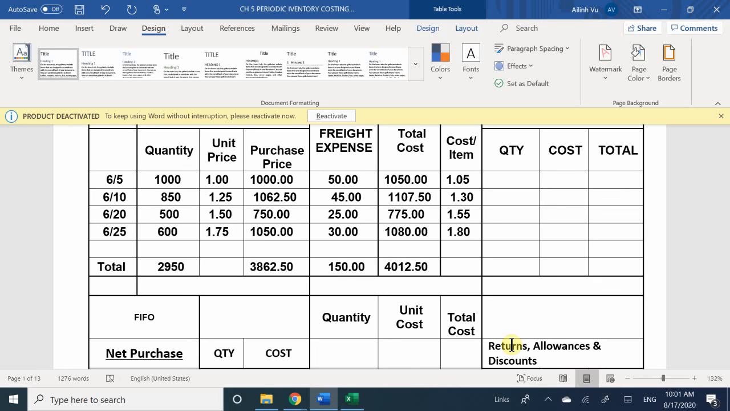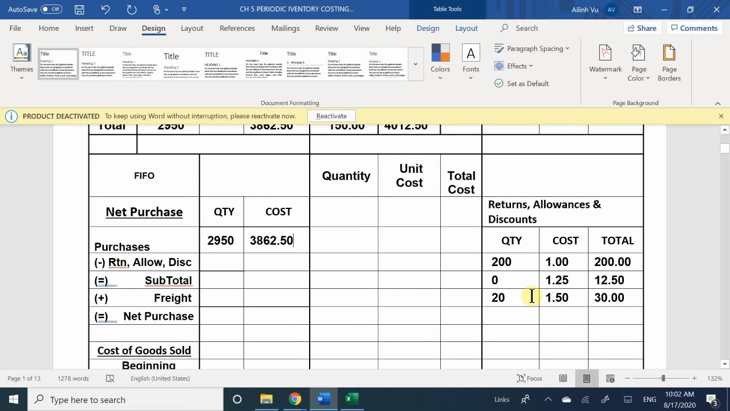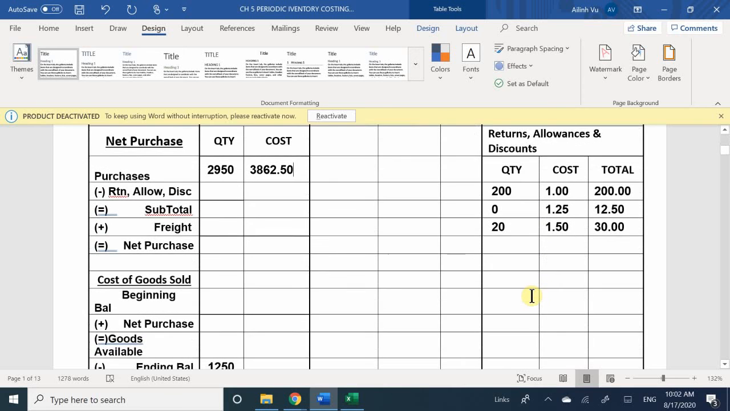$4,012.50. Okay. All right. Now, this is the crucial part that you have to be very focused on when we move into solving for our ending inventory. So let's go ahead and transfer all the information down here. So I have a total of 2,950, and my total cost for that is 3,862.50. Now let's go ahead and calculate how much my returns and allowances are.